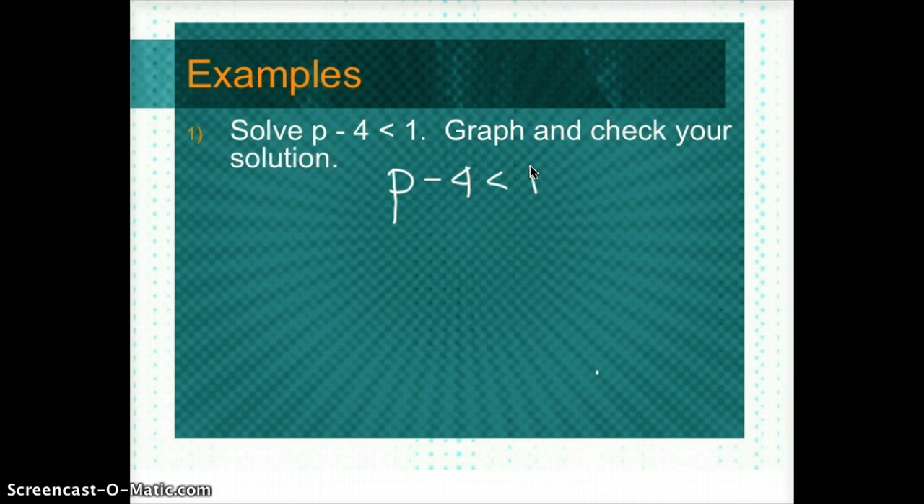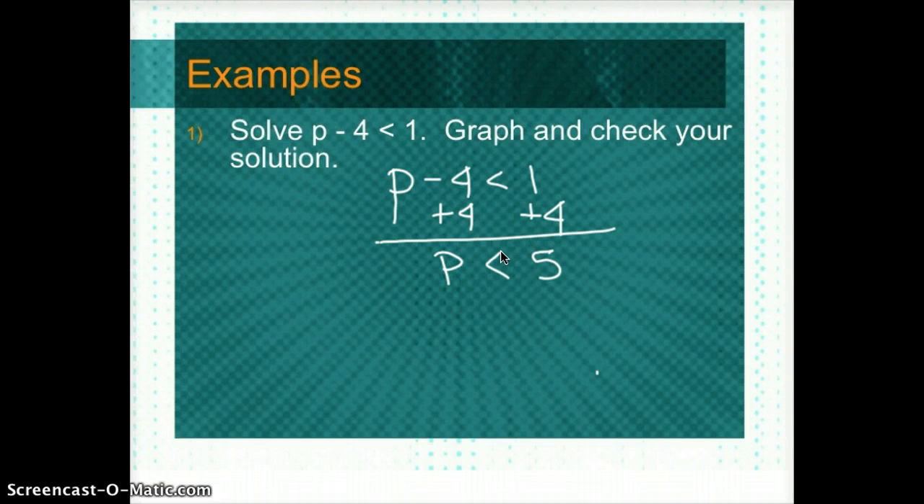Okay, so when I'm solving P minus 4 is less than 1, I'm going to approach this just like I would a regular equation by trying to get P alone. So I'm going to add 4 to both sides of this inequality. And I get on the left side, I just get P, and on the right side, I just get 5. I don't have an equal sign at the beginning, I have a less than sign, so I'm going to have a less than sign in my answer. P is less than 5.